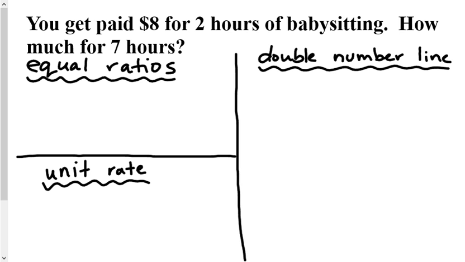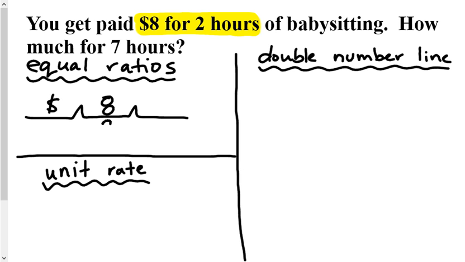So let's start with equal ratios. We're going to use our bridge map. When we look at the first sentence here, we can see that the two things being compared are $8 for 2 hours of babysitting. So $8 for 2 hours. And then the question part of this says, how much for 7 hours? That means how much money for 7 hours. So when I set up the rest of this, I'm going to do how much money for 7 hours.